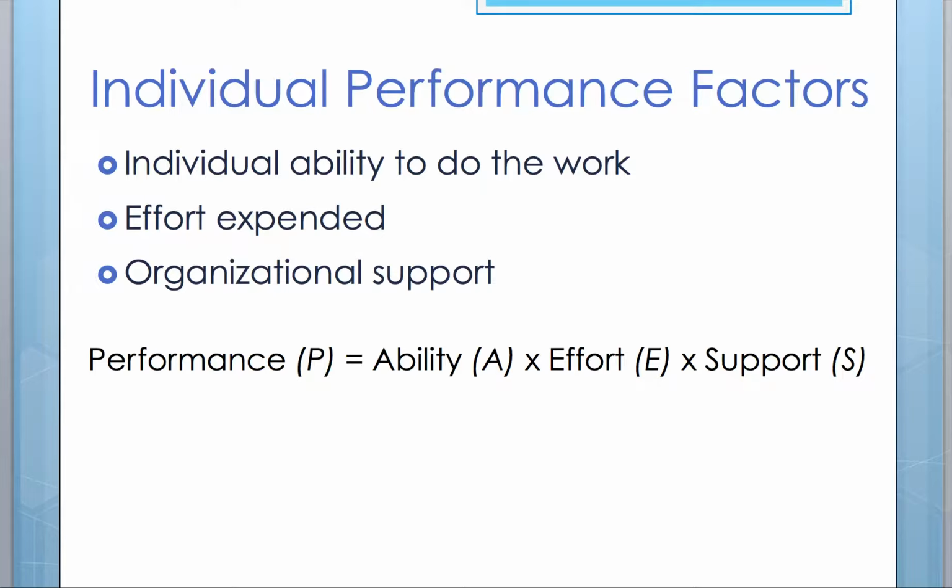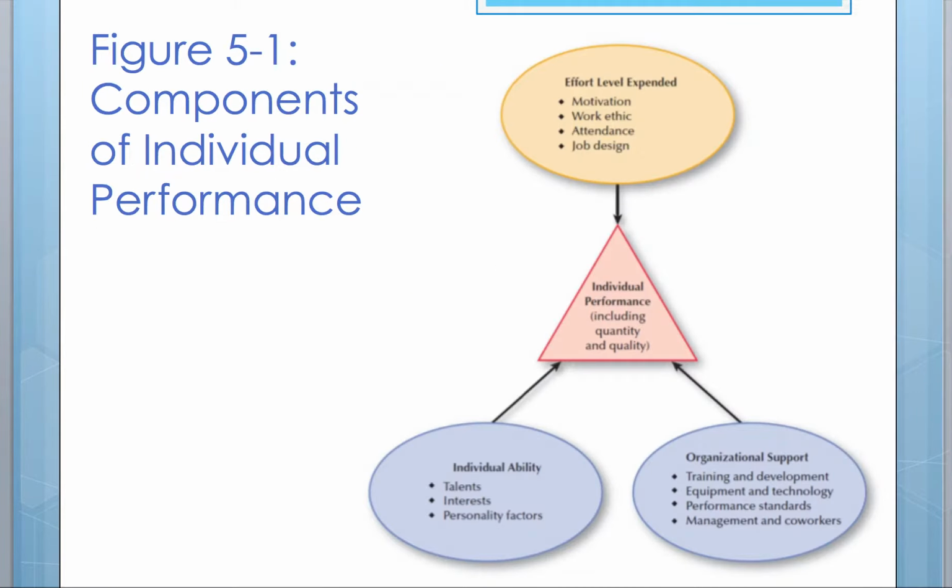There are various factors that are tied to performance of workers. We're looking at the ability of a person to do the job, how much effort they expend, and what support they receive from the organization. Those things are multiplied together in order to give you the calculation of performance. Here's a visual of that. You can see the effort that's expended is our motivation, attendance, job design. That factors into performance. Our talents, interests, and personality factors are our individual ability. That's factored in. And then what support we receive from management, coworkers, the use of equipment and technology, any training and development, any standards that are set are factored in.